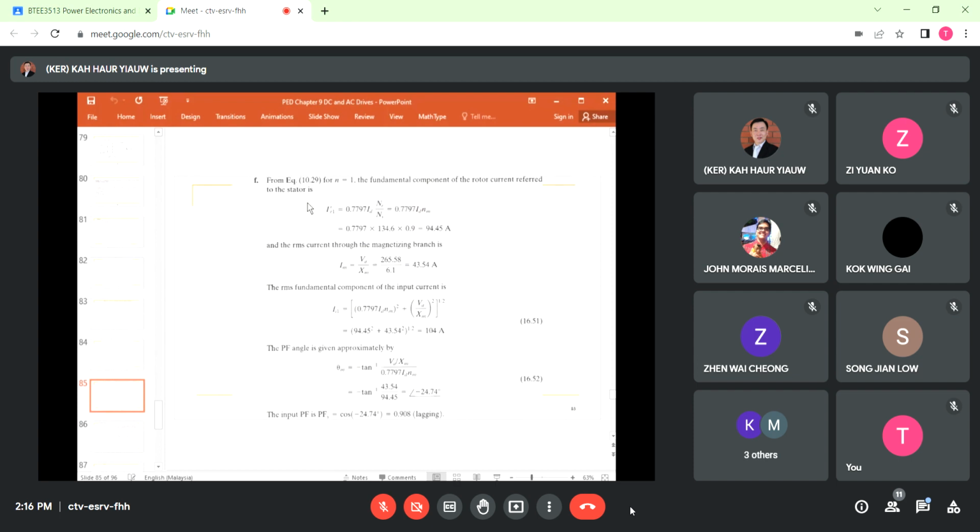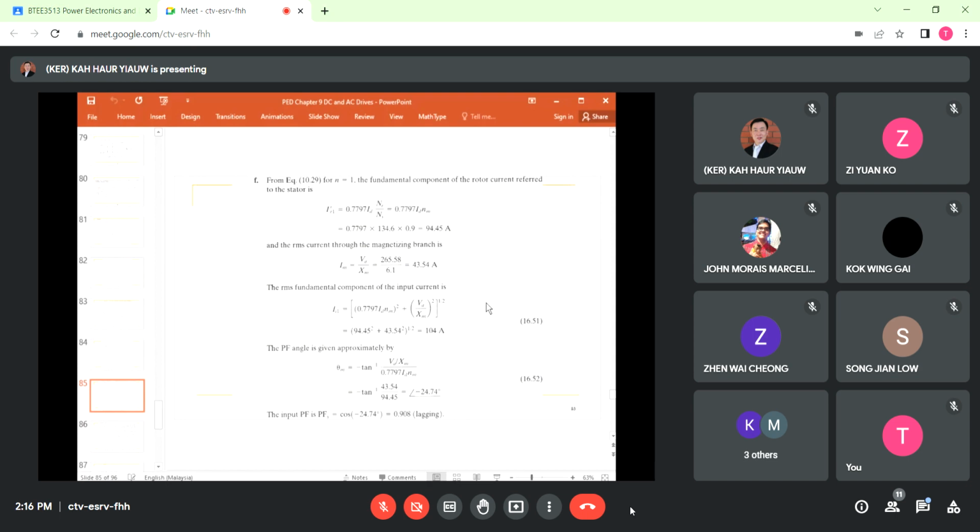F, from equation 29, for n equal to 1, the fundamental component of the rotor current referred to the stator is equal to this equation, and after plugging the value, we obtain that the value is 94.45 A. The RMS current through the magnetizing branch, IM, is 43.54 A.